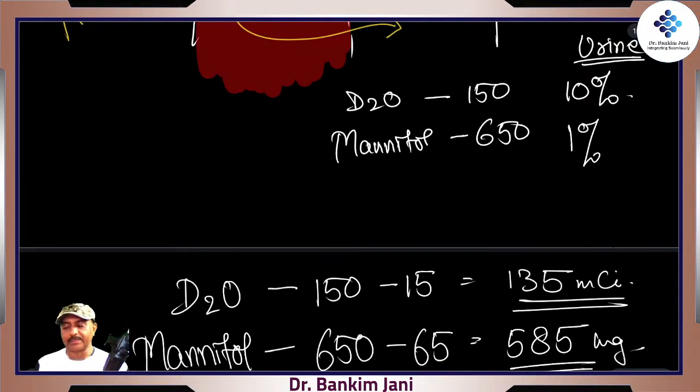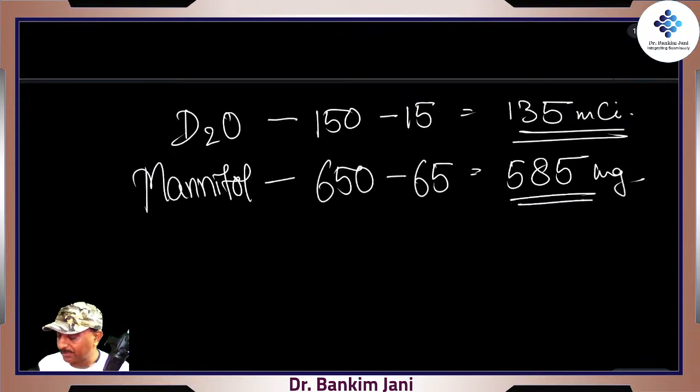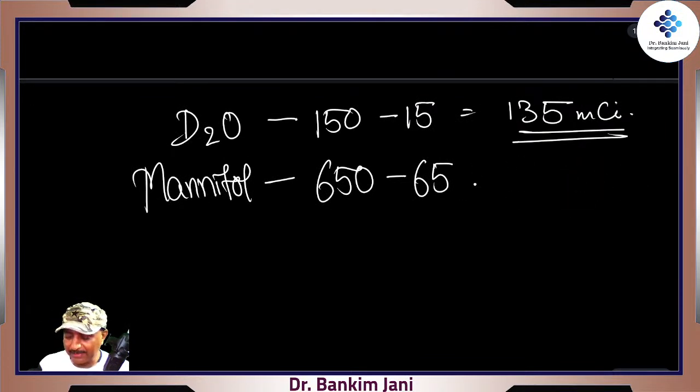1% of mannitol is excreted, right? We let it excrete only 1%, because 10% would be too high in this short span. By the time 10% of D2O is going out, only 1% of mannitol can go out. So we have to change the calculation slightly. Just a decimal would move.